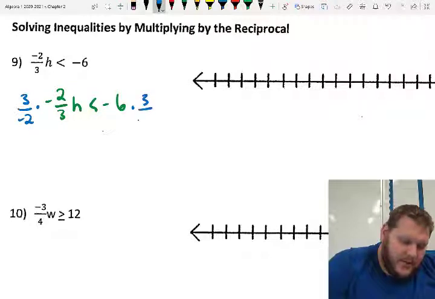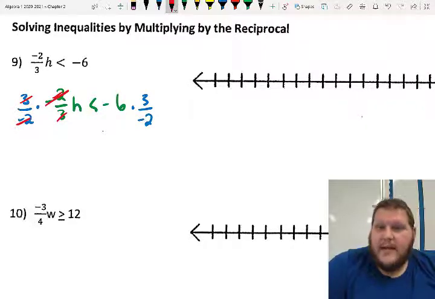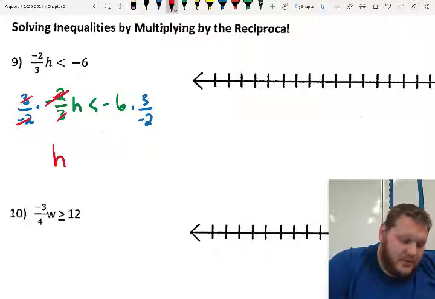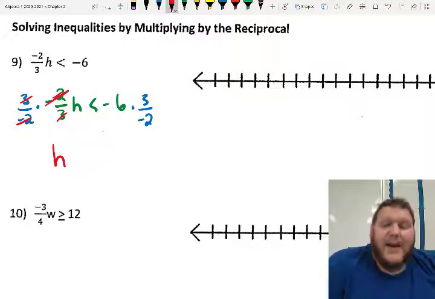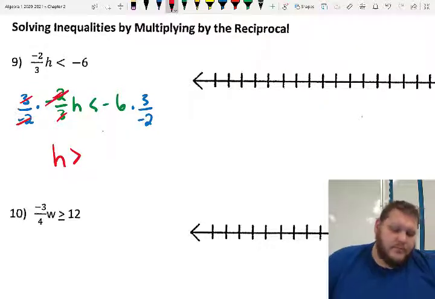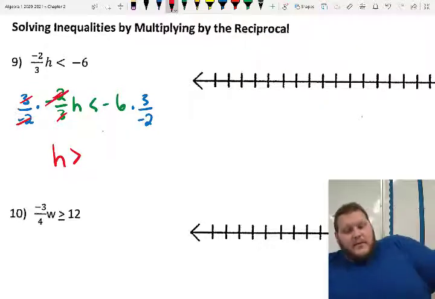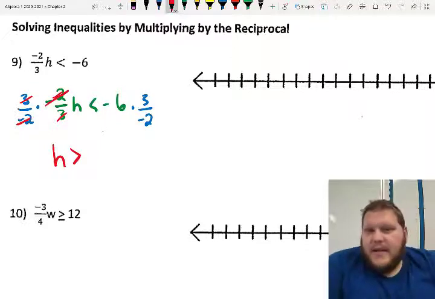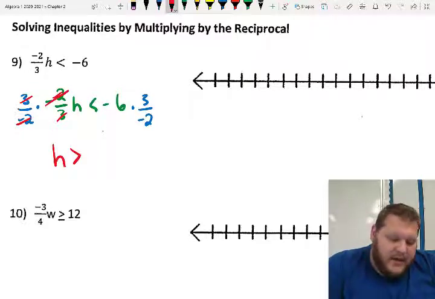And I have to do that on both sides. 3 over negative 2. Because now my negative 2's, they cancel. My positive 3's, they cancel. So I'm just left with h. I did multiply by a negative number here, so I'm going to have to flip my inequality to be a greater than now. And then on the other side, it's kind of up to you on how you want to do this, how you like thinking about it.